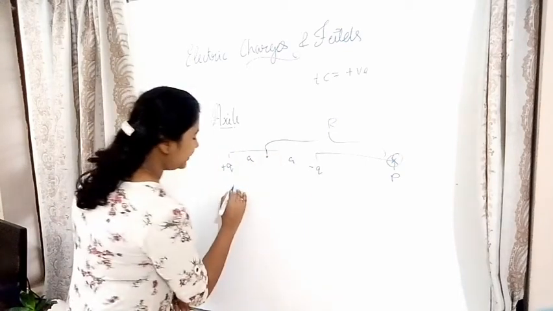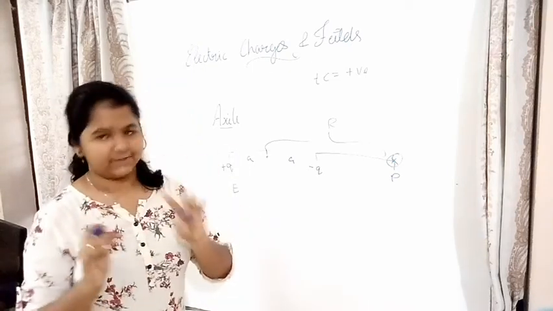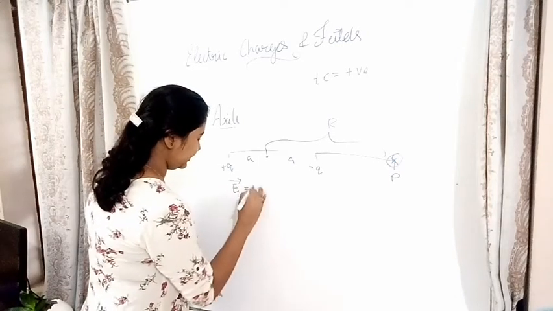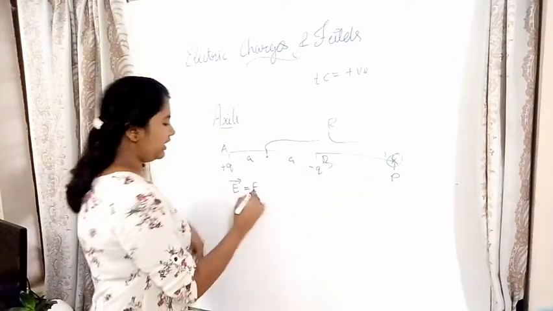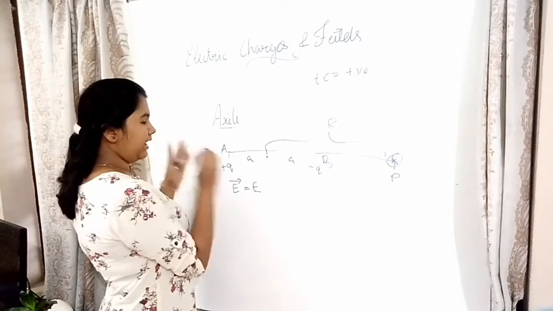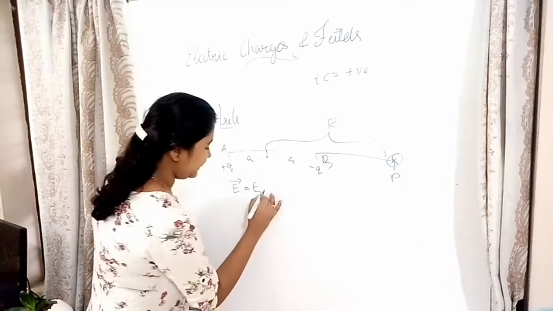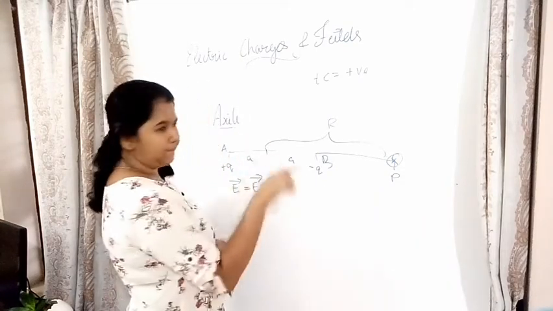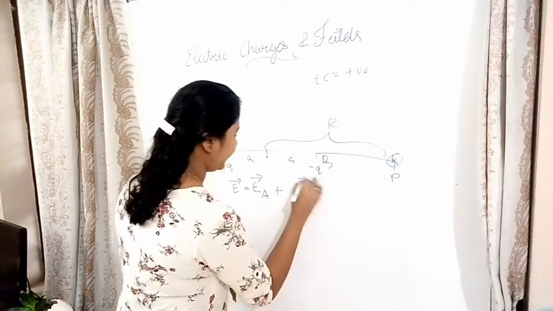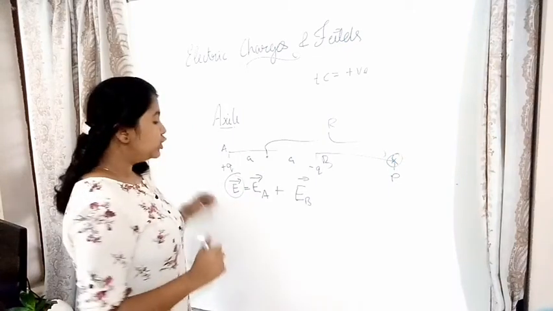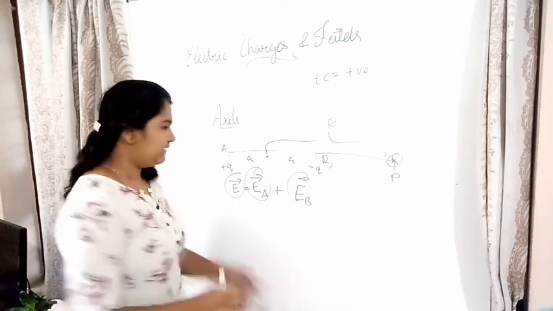So we learned that electric field intensity is the vector sum of all the individual electric field intensities. So E total is equal to, let's name the points A, B and P. The electric field intensity by the positive charge at A on P is EA, plus the negative charge at B on P, that is EB. This is the total electric field intensity. Now we should find out the values of EA and EB.